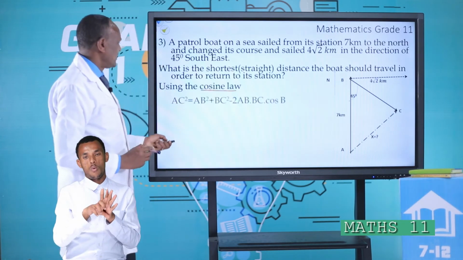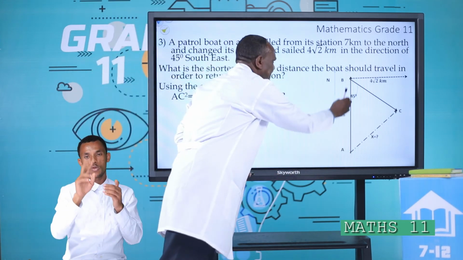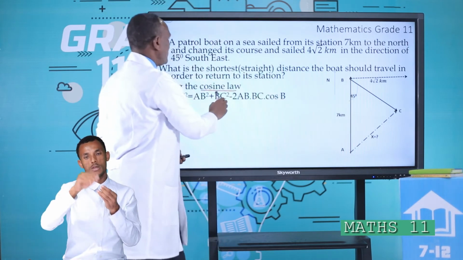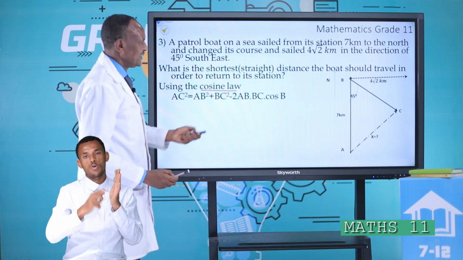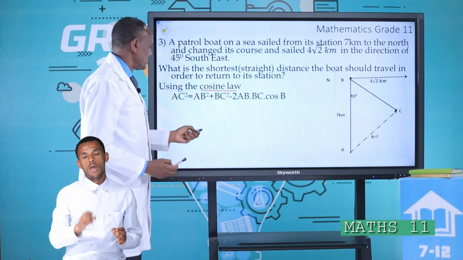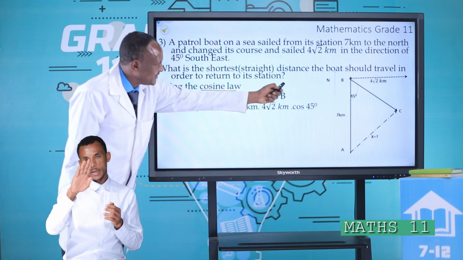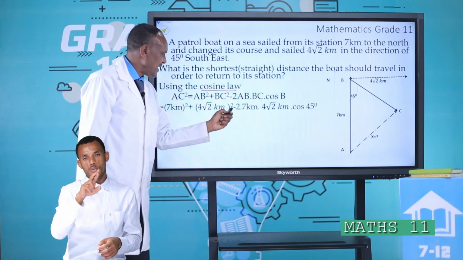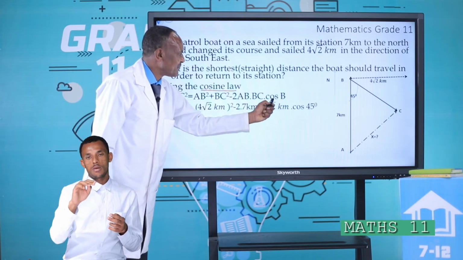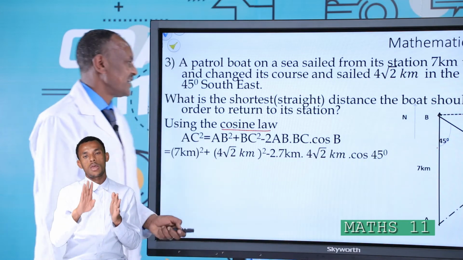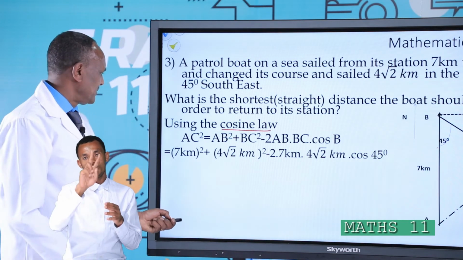What does the cosine law say? AC, the opposite side, AC squared is equal to the two adjacent sides, AB squared plus BC squared minus twice AB multiplied by BC multiplied by cosine of angle B, which is theta. But AB was given to be 7 kilometers, squared, plus BC, the distance, was 4√2 kilometers, minus 2 times AB, 7 kilometers, times BC, 4√2 kilometers, multiplied by cosine of B. B was 45 degrees. But what is cosine of 45 degrees? We have a value of √2 over 2. Then go further.